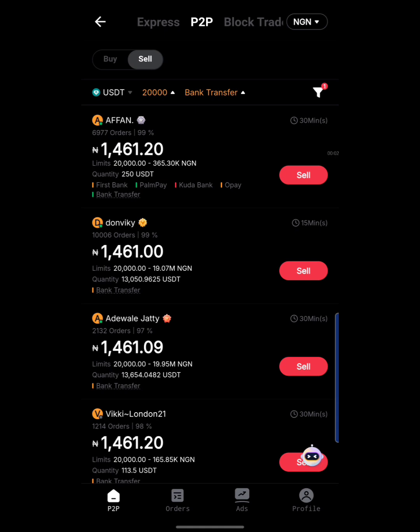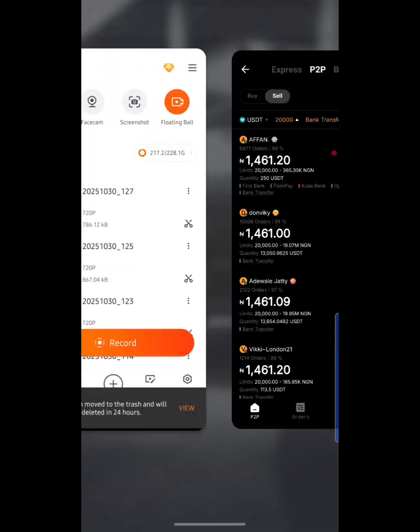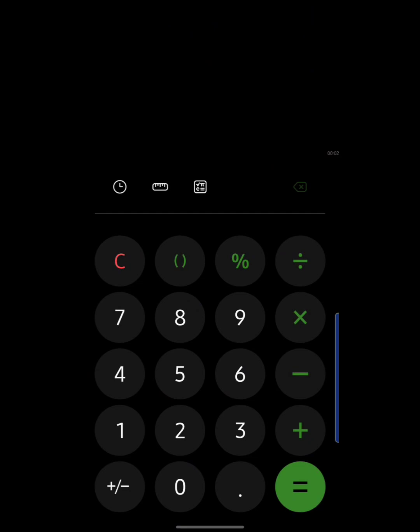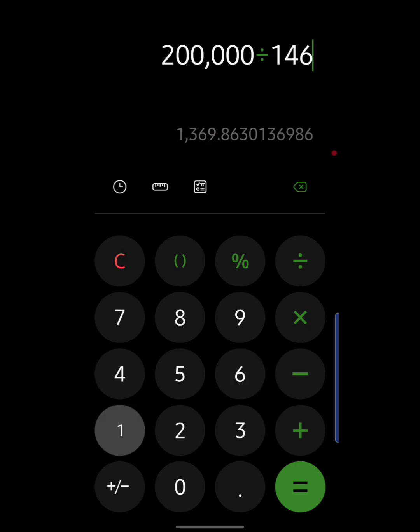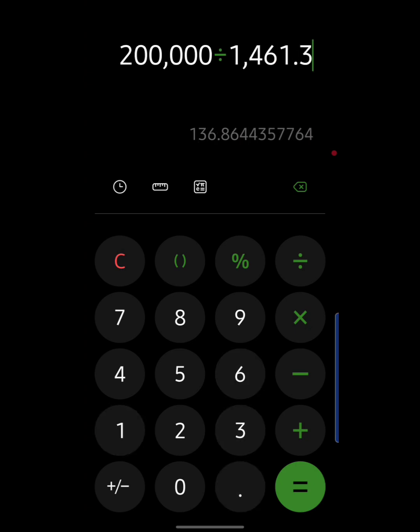So guys, how do we calculate our profit? Let's go over to my calculator right now so we see exactly how we can do that. All right, so this is it. I'm going to type in 200,000 naira divided by 1,461.3. This gives us 136.8644 USDT. This is the amount we're going to be getting when we are done buying USDT from the persons who came to sell to us.